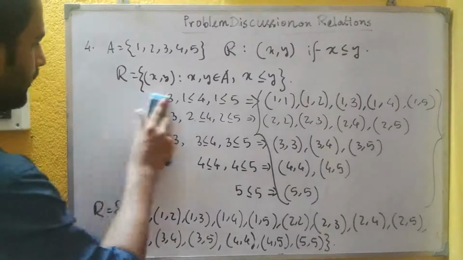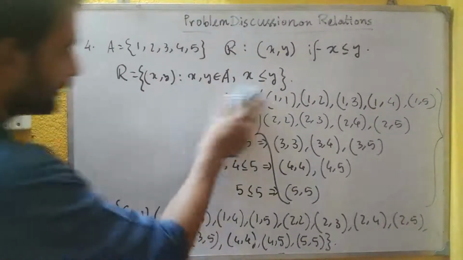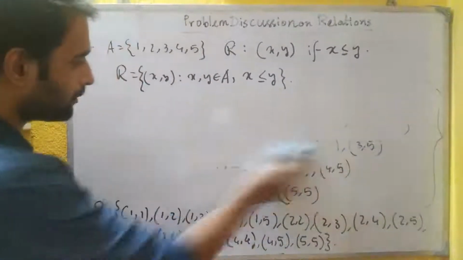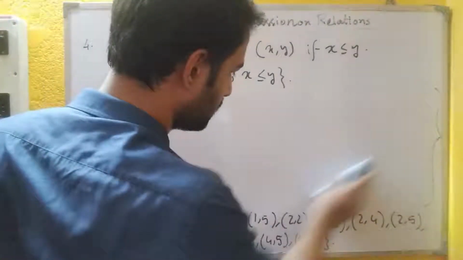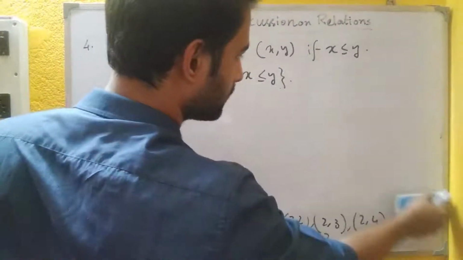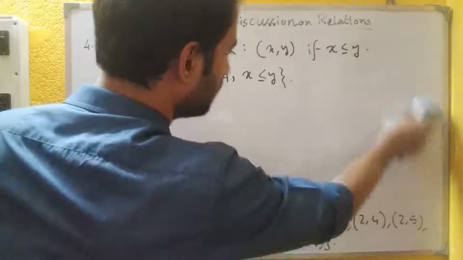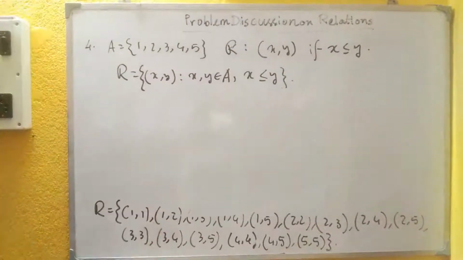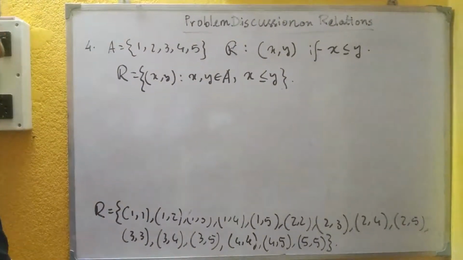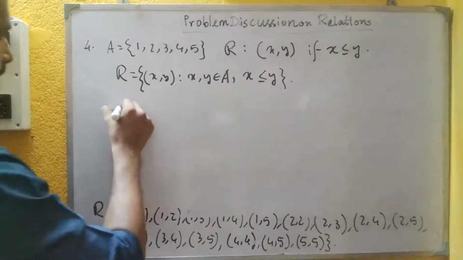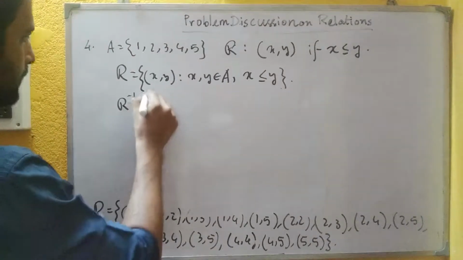Similarly, we can write, by reversing the order, the elements of R inverse. So I am leaving it for you. I am just writing the set builder form of R inverse. Again, I am writing the definition of R inverse first.